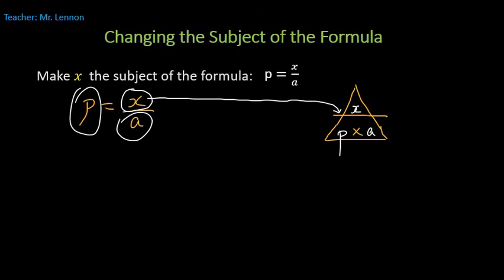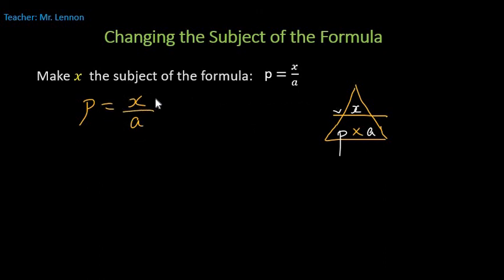Alright, so now that you understand that, let's look now at how we determine what x is. What we're going to do, we're going to cover over the term that we want. We want to find x. We want to have x isolated. We want to transpose for x. So when we cover over x, we see that x is equal to what? P times A. Directly between P and A is multiplication. And so x is equal to P times A, which is PA.